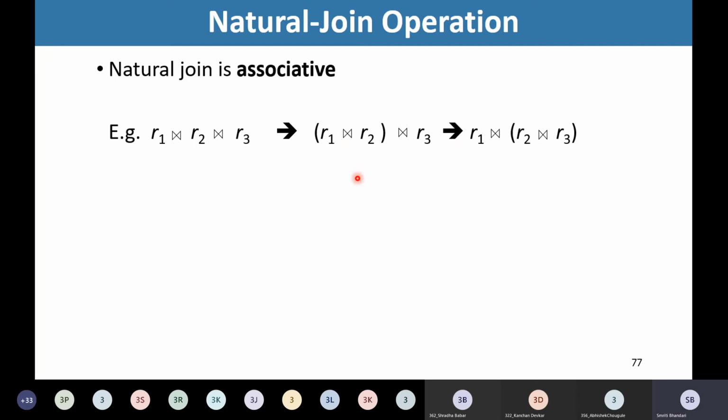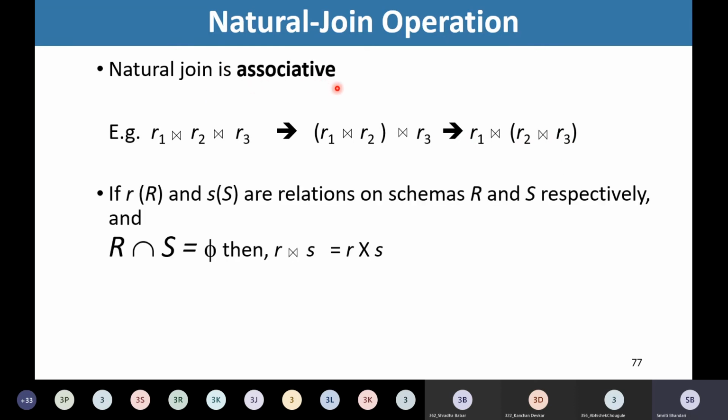The order in which we compute the natural join of the relations does not matter. R1 natural join R2 first and then natural join with R3 is the same as natural join of R2 and R3 first and then natural join with R1. Both are the same. This is the associative property of natural join.